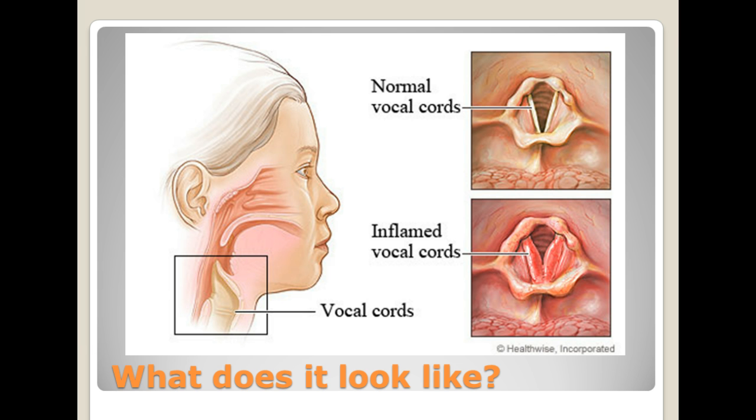What does it look like? Pictured at the top are vocal folds which are healthy, and below that vocal folds that are red, inflamed, and thick with mucus, which is what you would typically observe in someone with laryngitis.